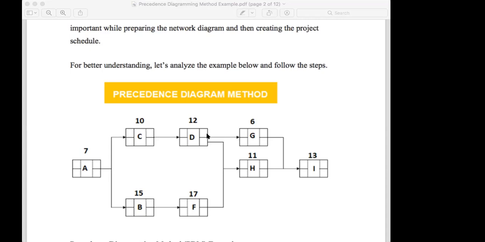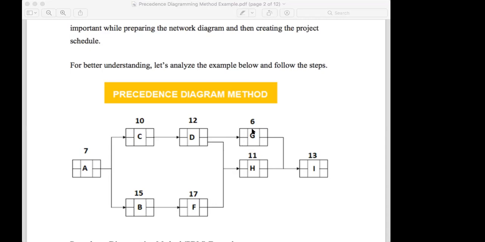Those are the understandings. To start H, you need to complete D and F. That you have to understand. This is what the network diagram says. But to start G, you don't want to complete F, but you have to complete D. This is the understanding. So you start G, you start H.